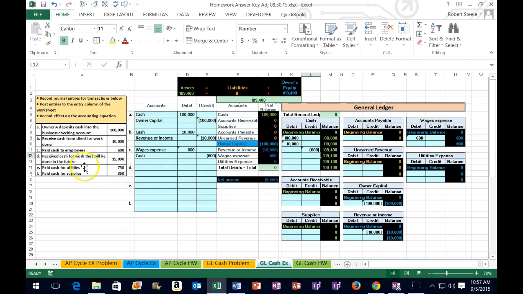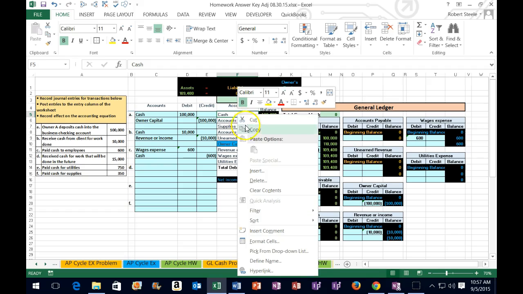Receive cash for work will be done in the future. So now we got cash. Once again, is cash affected? Yeah, we received cash. Cash is debit balance. We're going to make it go up by doing the same thing to it. In this case would be another debit. So I'm going to right click on that. I'm going to copy that.